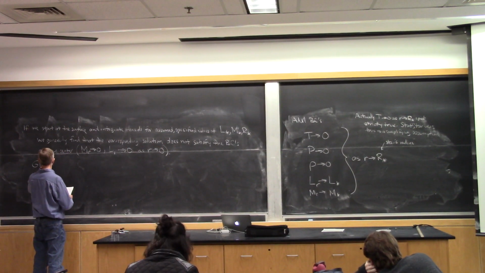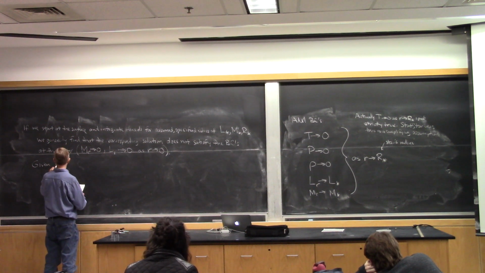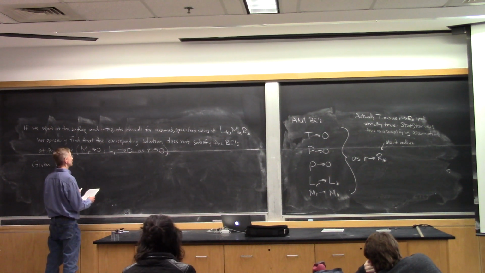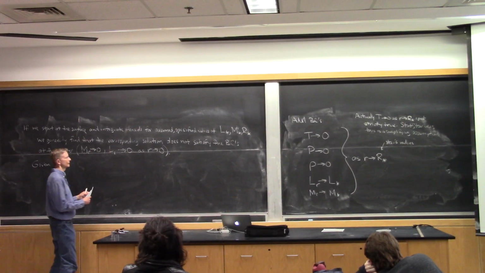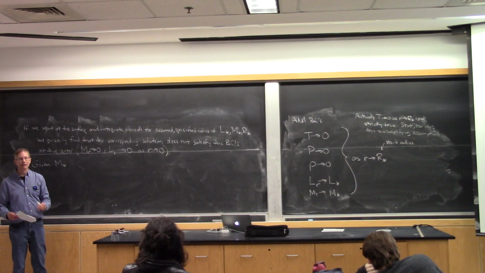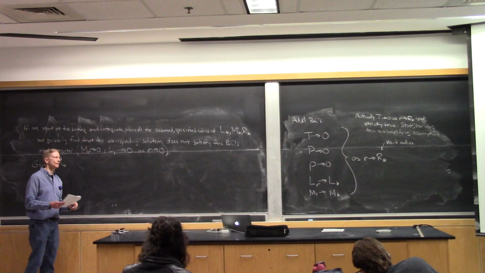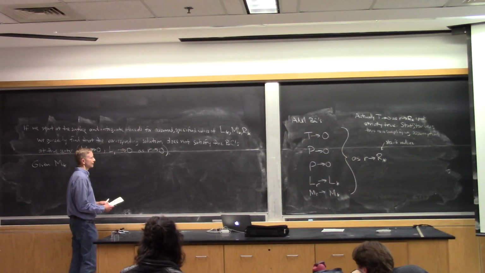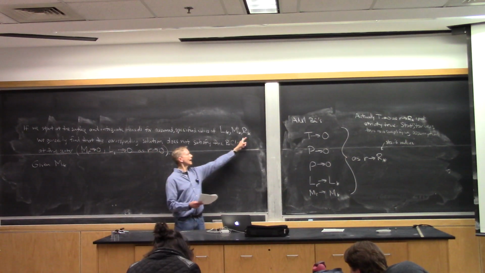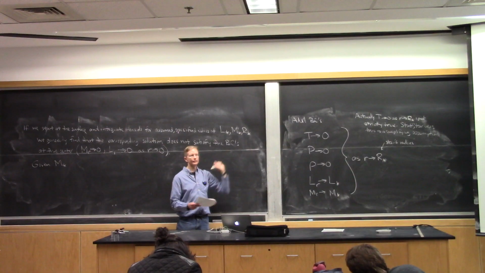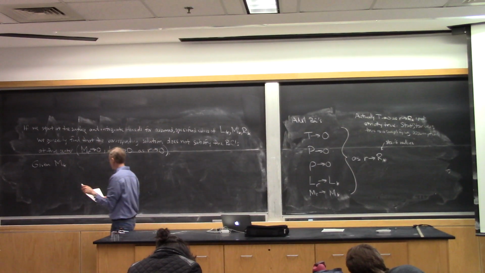Given M star, the mass that you want to make your stellar model, you might say that's fixed. I'm modeling a 1 solar mass star. I'm modeling a 0.7 solar mass star, whatever you might say. I'm going to keep that fixed and try different values of what I assume its luminosity and radius are, and see what I can get away with.